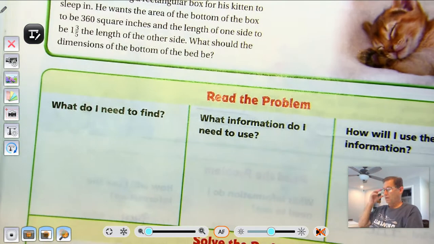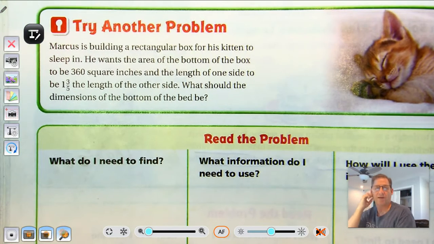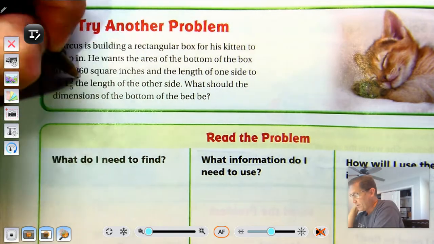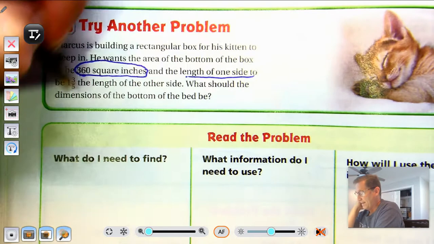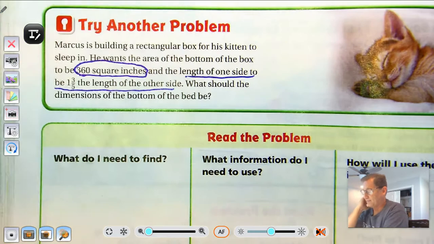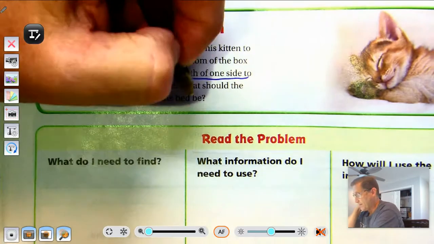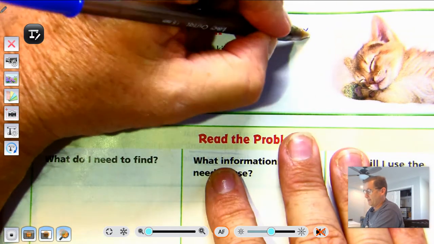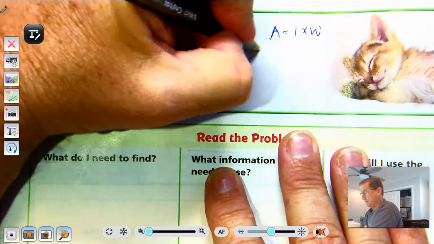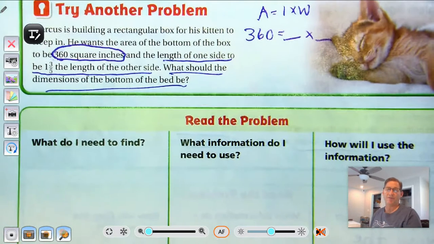Let's look at page 346. Try another problem. All right. Marcus is building a rectangular box for his kitten to sleep in. He wants the area of the bottom of the box to be 360 square inches, and the length of one side to be 1 3/5 the length of the other side. What should the dimensions of the bottom of the bed be? So we want area equals length times width. They tell us that the area is 360. We have to figure out the length and the width.